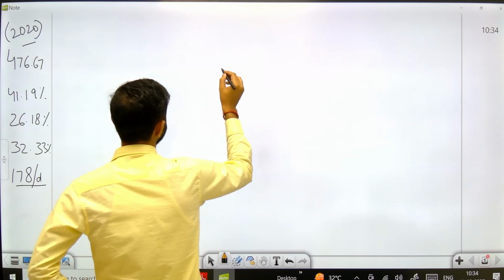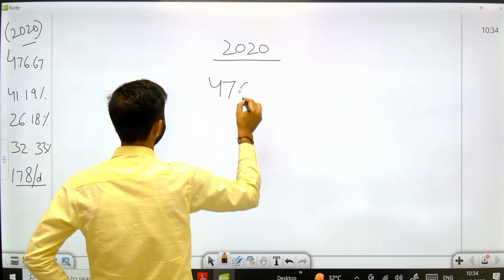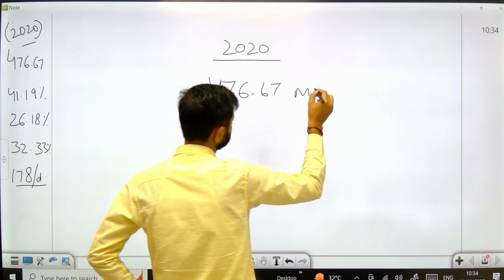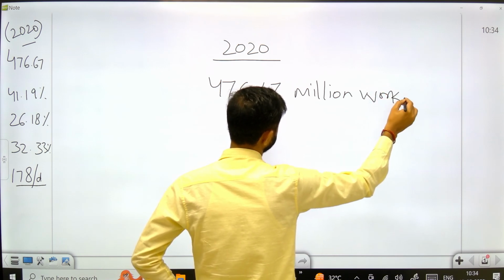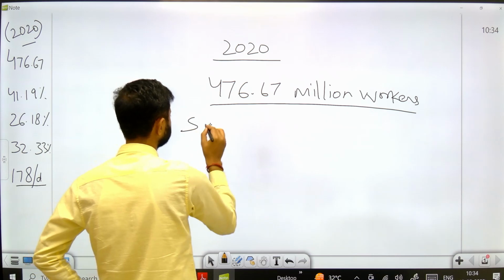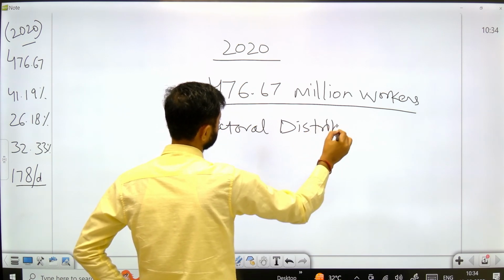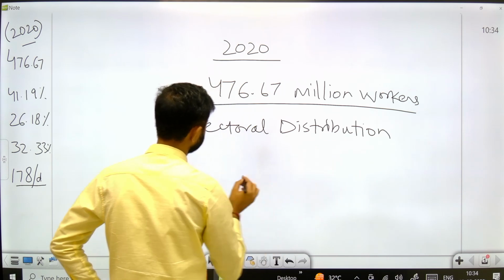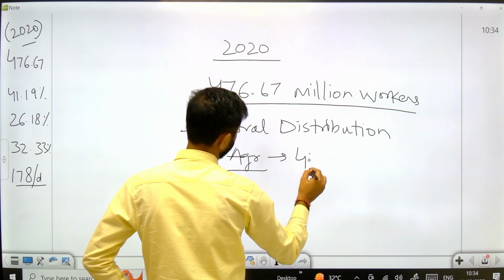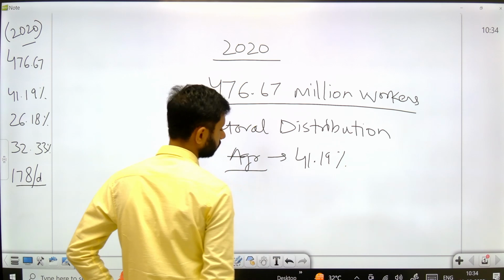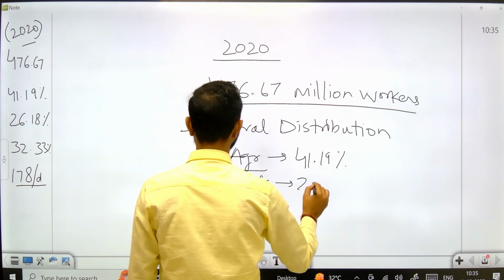So I had prepared this. I'll write here also just to get clear-cut factual information that we have right now. As of 2020, there are 476.67 million workers in India. And the sectoral distribution is: the agriculture sector, still having the most workers, accounts for 41.19% of the total workers. Okay. The manufacturing sector possesses 26.18%.